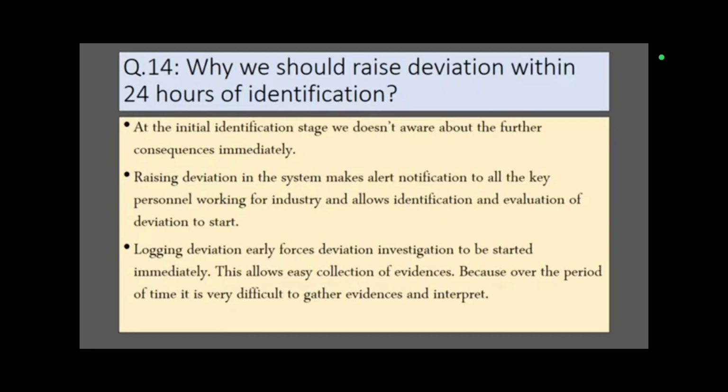Next question, why should we raise deviation within 24 hours of identification? Answer is, at the initial identification stage, we are not immediately aware of the further consequences. Raising deviation in the system sends an alert notification to all the key personnel working in the industry and allows identification and evaluation of deviation to start. Logging deviation early forces the deviation investigation team to start investigation immediately. This allows easy collection of evidence, because over a period of time it is difficult to gather and interpret evidence.